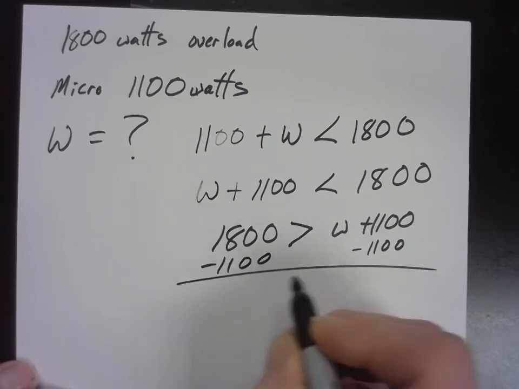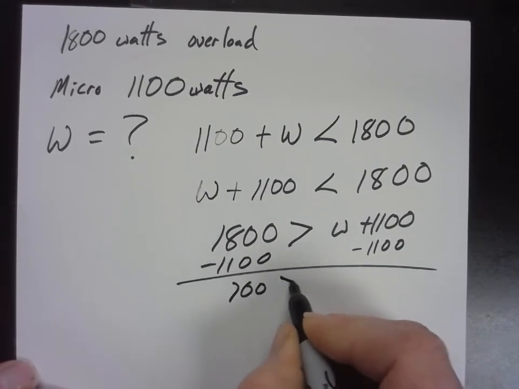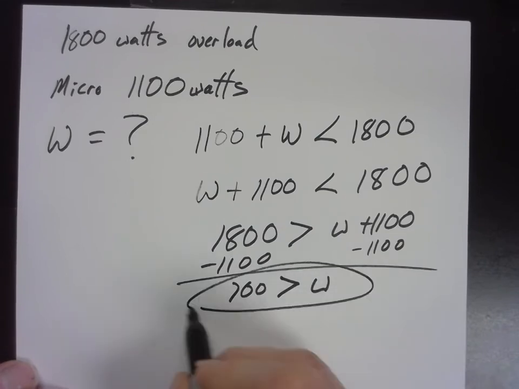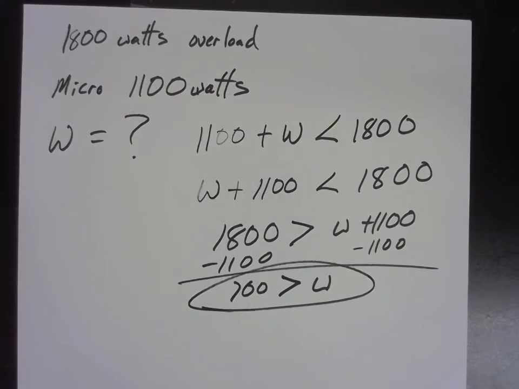You guys were already thinking 700, weren't you? So look at the possibilities. Can you plug in your radio? Yes. Toaster? No. Blender? Yeah. Hot plate? No. Clock radio and blender? Yes. Okay, there you go.